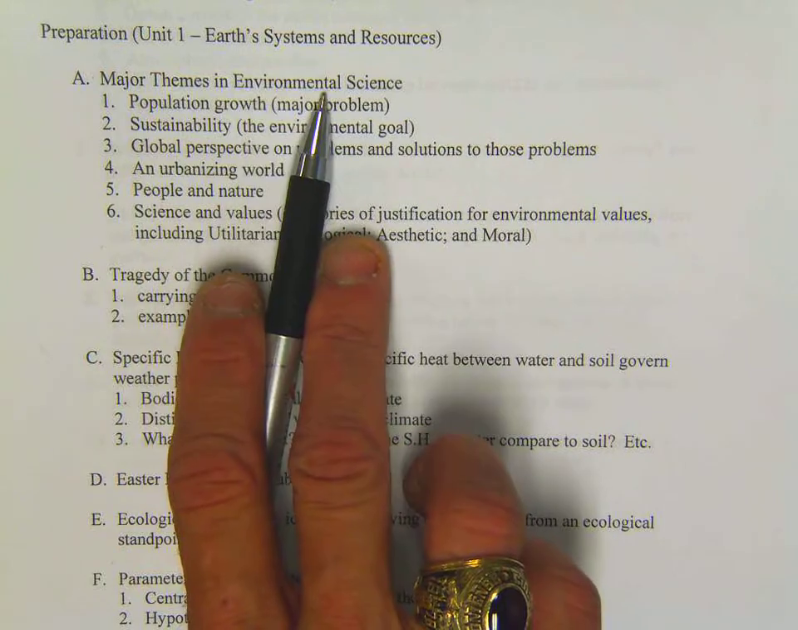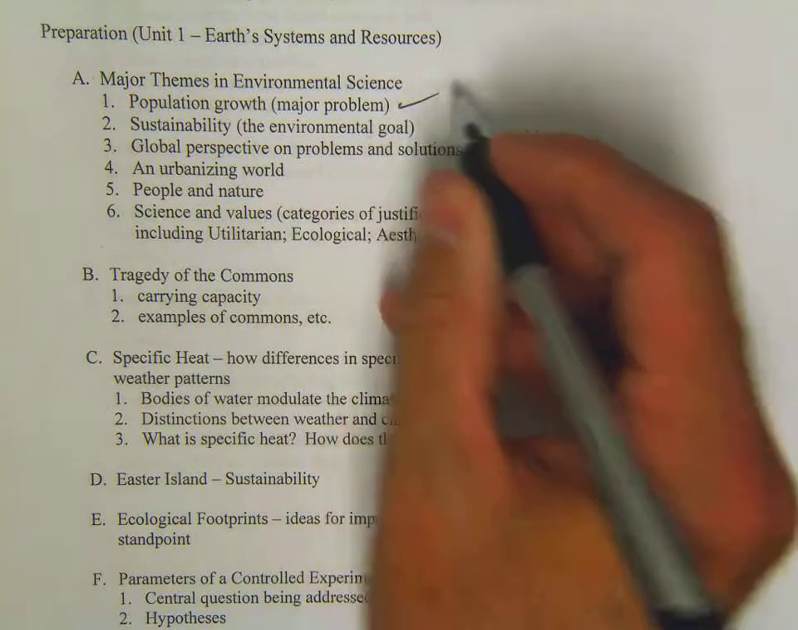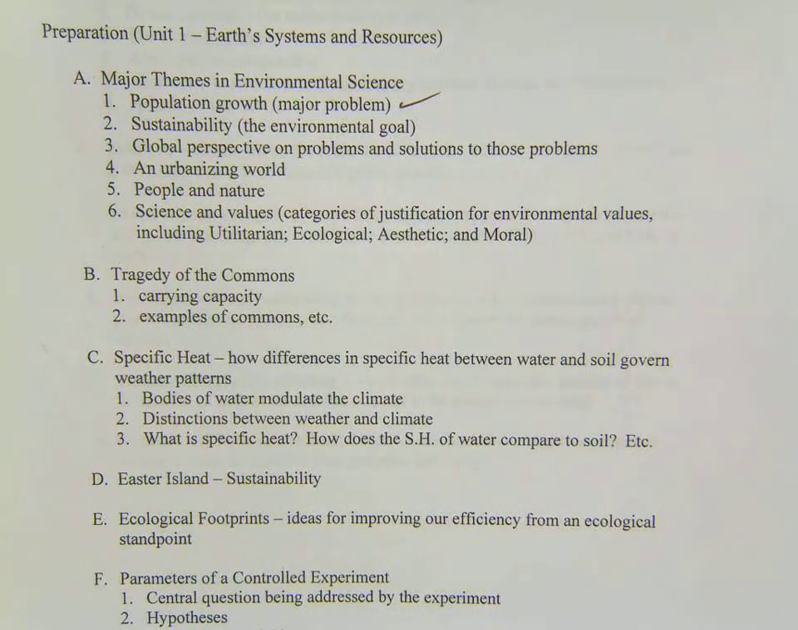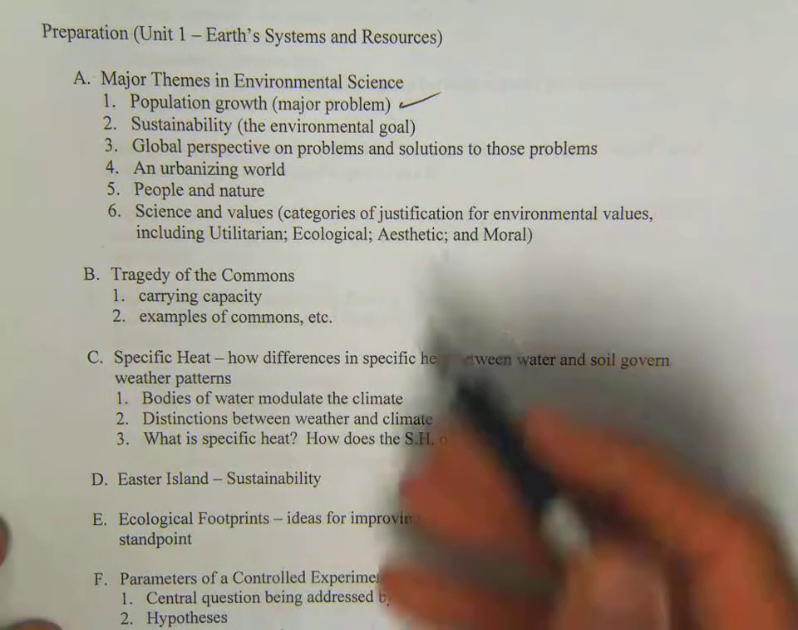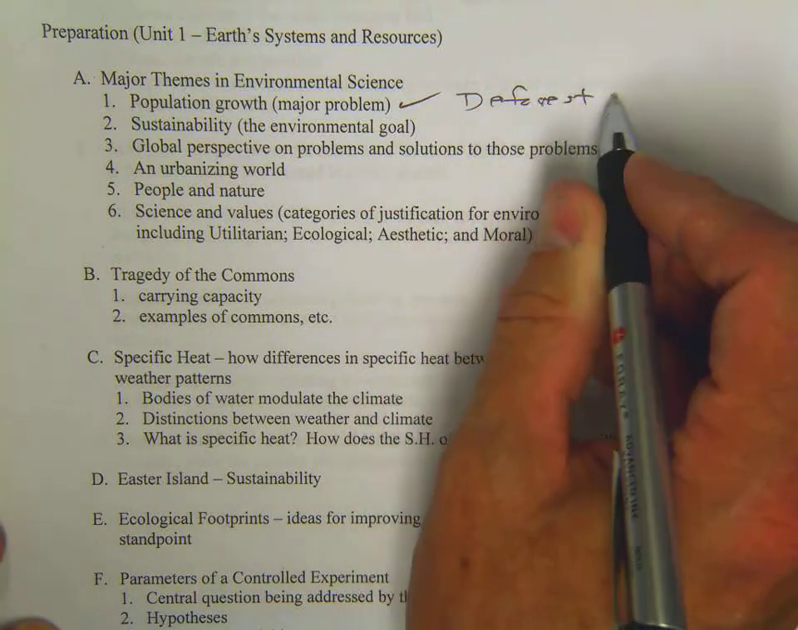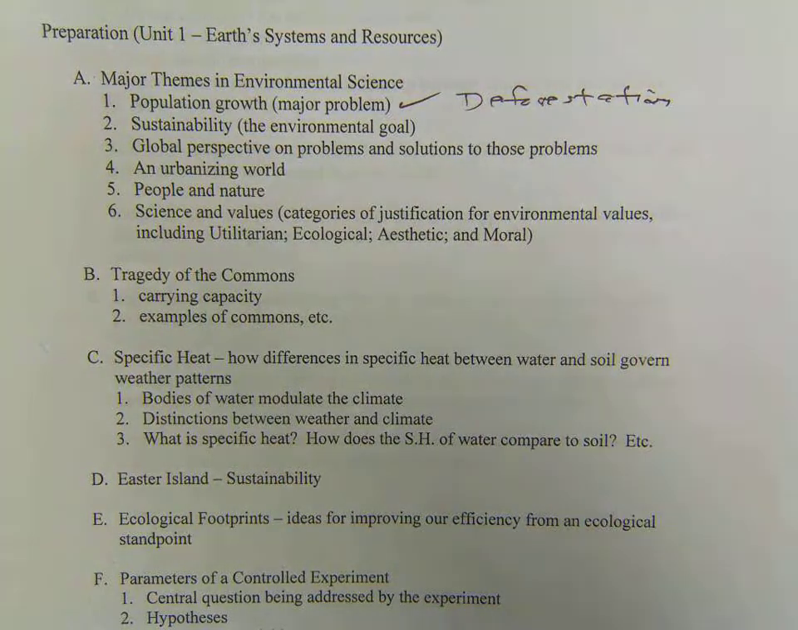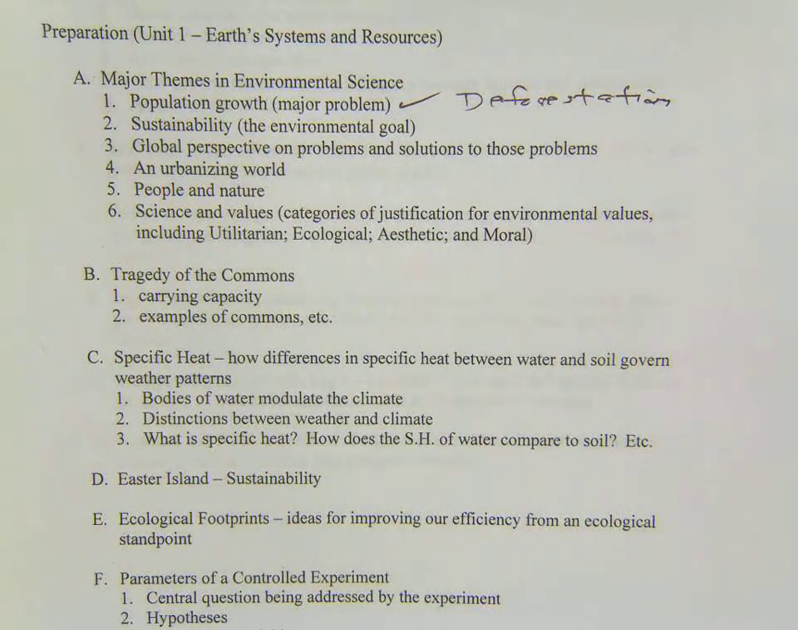I would expect you to be familiar with the major themes in environmental science. We talked about how population growth is the major problem environmentally. Population growth leads to many other problems. It leads to the need, for example, for deforestation, because deforestation is often needed to feed people, for extra agricultural land.